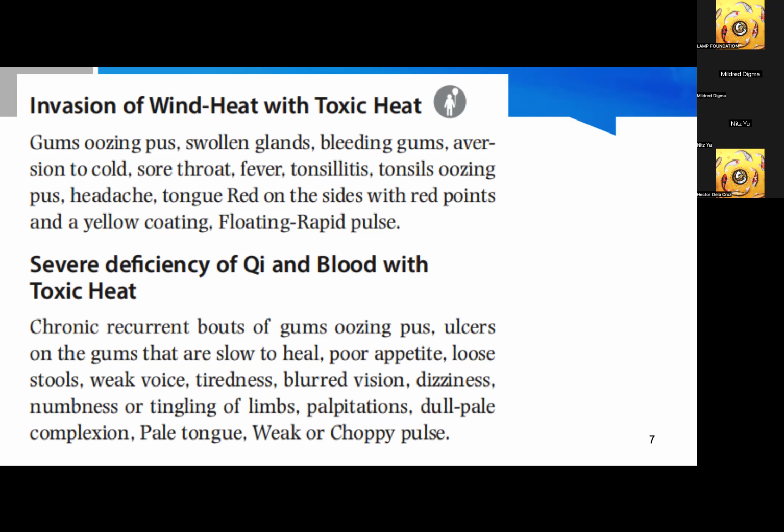So there will be chronic recurrent bouts of gums oozing pus, ulcers on the gums that are slow to heal, poor appetite, loose stools, weak voice, tiredness, blurred vision, dizziness, numbness or tingling of the limbs, palpitations, dull pale complexion, pale tongue, weak or choppy pulse.